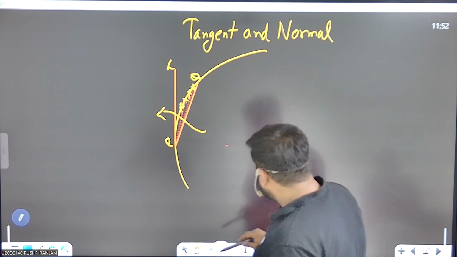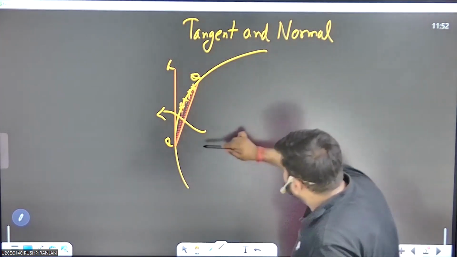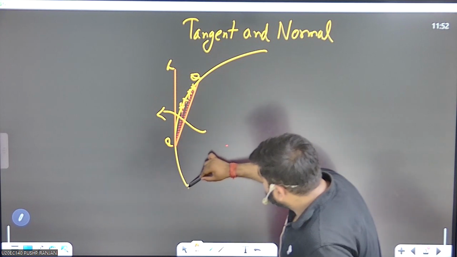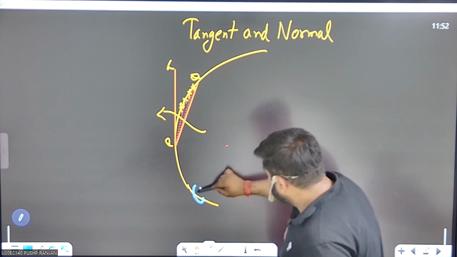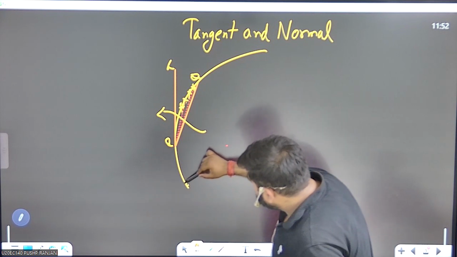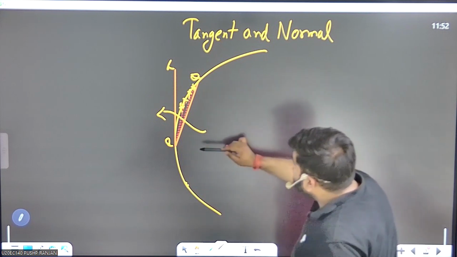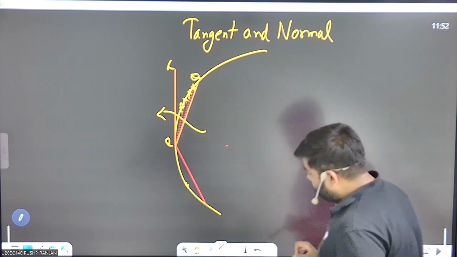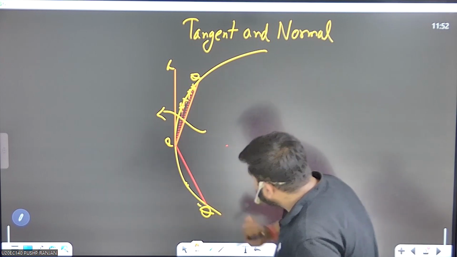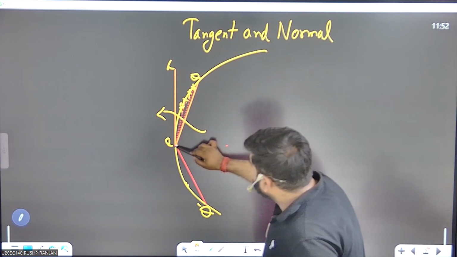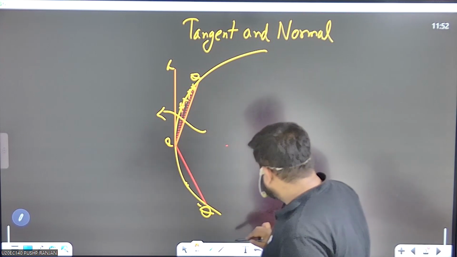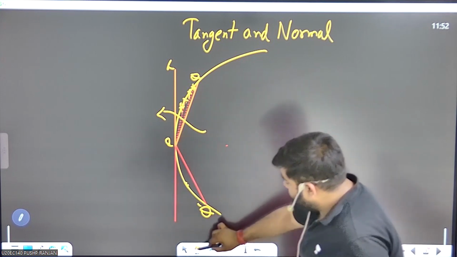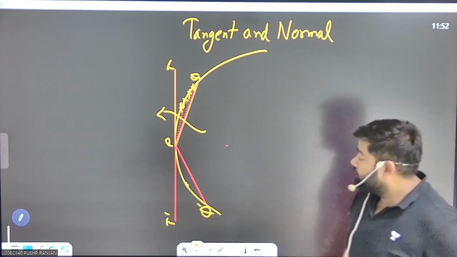Similarly, if I take a point Q dash, let me extend this curve in this direction. Similarly, if I take a secant PQ dash on this curve, let me also draw a PT line over here, the PT dash line. I named it PT dash.